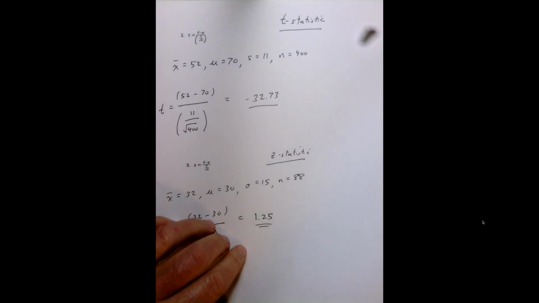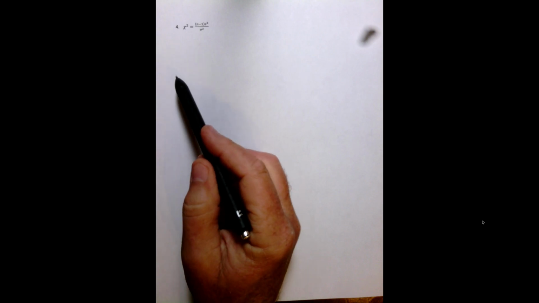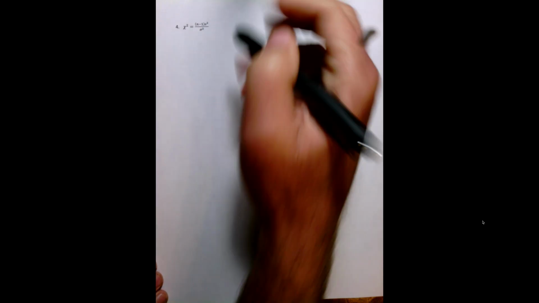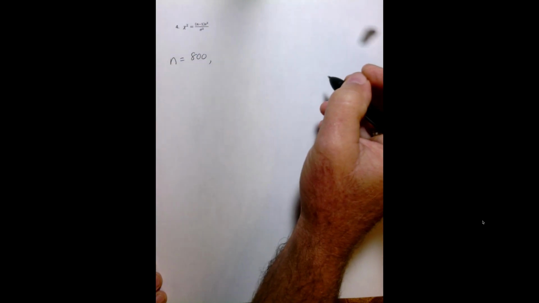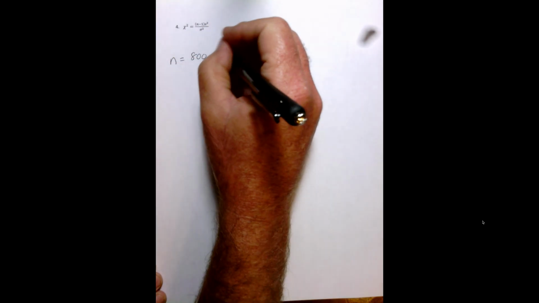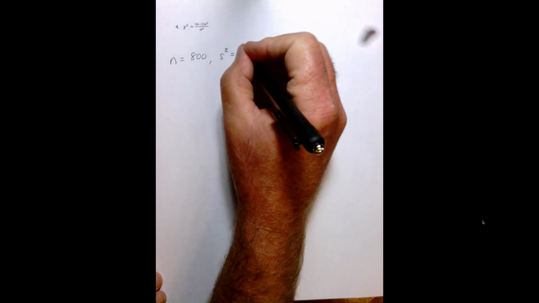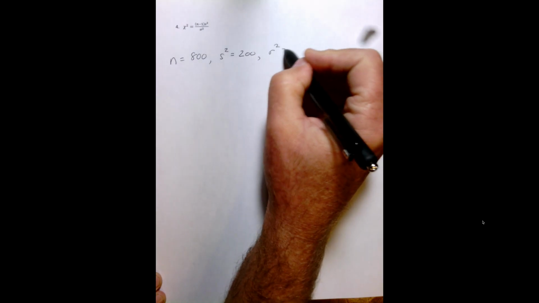Now, the next page, we get into something called chi-square. We don't study chi-square in this form, but I think it's a good exercise to calculate a chi-square test statistic. There are three parts to this. There's a sample size, so for this, let's say the sample size is 800. The other thing we have is the sample variance. S squared is the sample variance, and let's say it's 200. And the next thing is the population variance, and let's say it is 180.